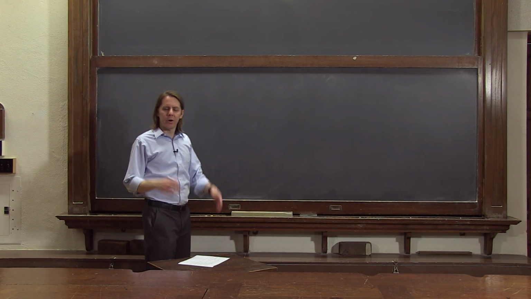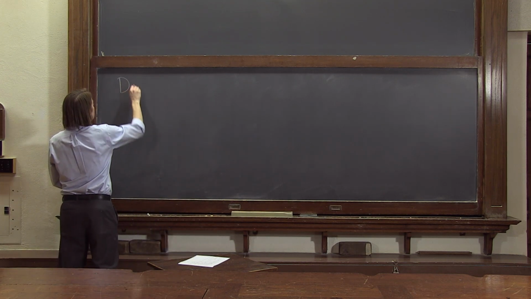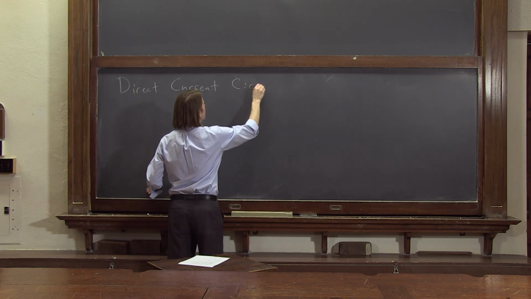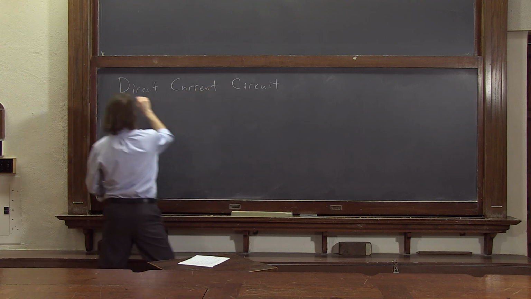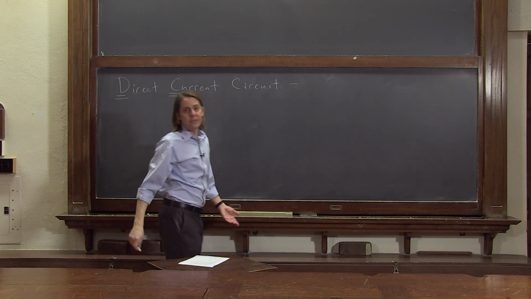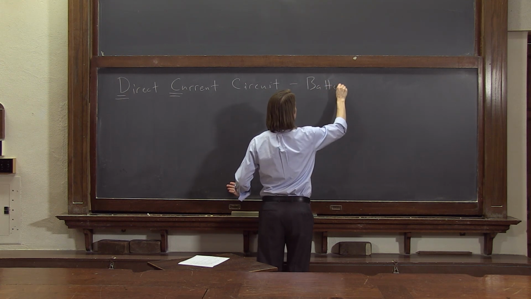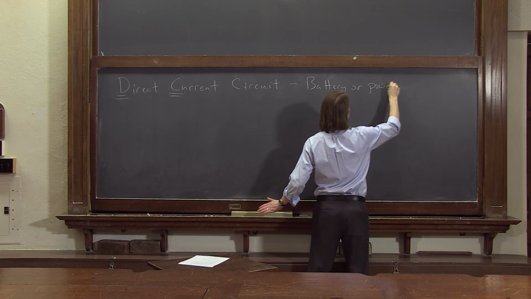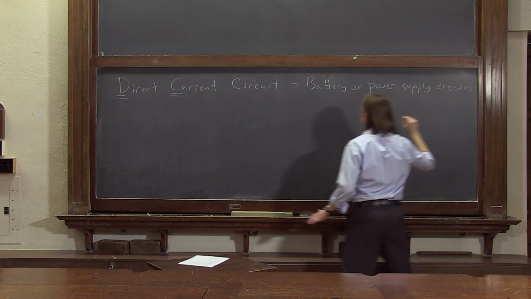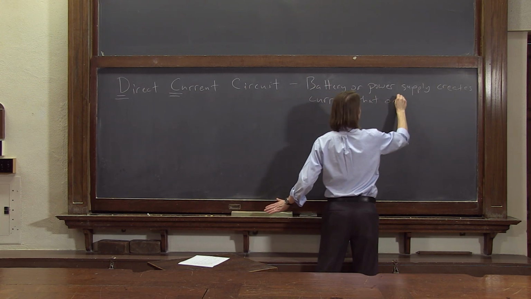So now that we've thought about our simple basic circuit concepts, let's now look at the direct current circuit, or DC. This is what we mean when we say DC. If I had to define a DC circuit, I'd basically say it's a case where a battery or power supply, it doesn't have to be a battery, creates current that only flows one direction.